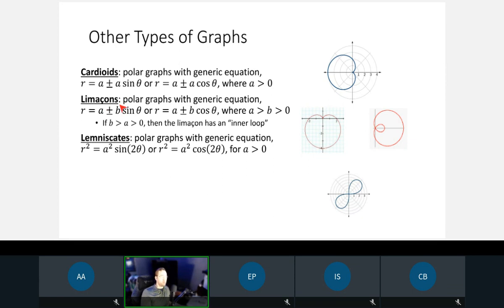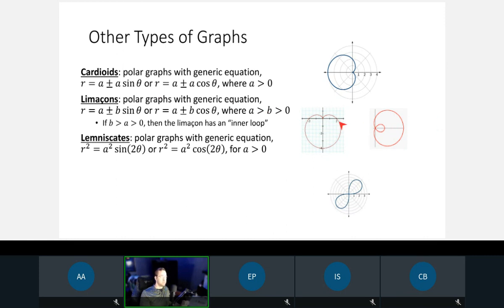Limicons, so another polar graph. That equation, though, is r equals a plus or minus b times sine theta, or r equals a plus or minus b times cosine theta. Now, for this to be a limicon, a and b must be different values. Because if they were the same, it would be considered a cardioid, because then they would match, a and a. So a and b have to be different values. Also, your b value must be less than your a value, but your b value must be greater than 0. So this is important. This is the restriction to be considered a limicon.